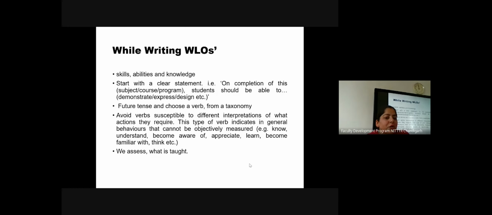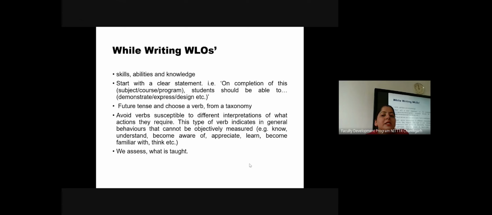Choose a verb from a taxonomy. Avoid verbs that are susceptible to different interpretations of what action they require. Say, in an examination we say write a short note. Who will define that short? One student will fill 3 pages, another 2 pages, another 1 page. We are not asking for a specific kind of information. When I say discuss something, discussion can be face to face. It can never happen in a written environment. Discussion can be lengthy or short depending upon the kind of information available with both parties.